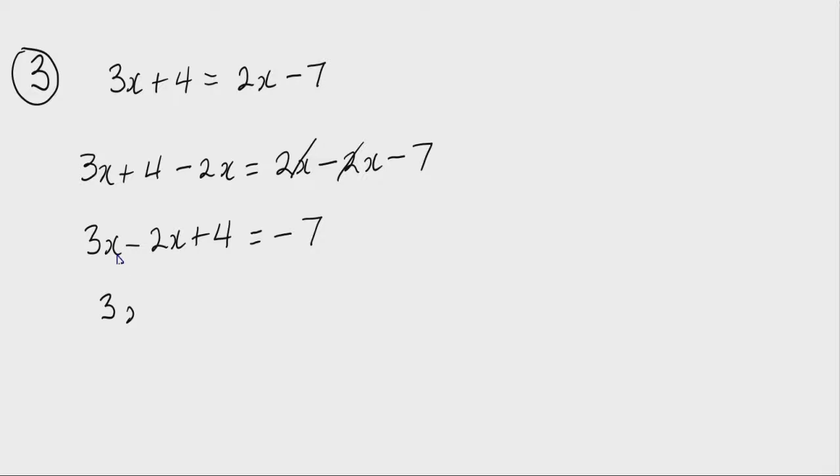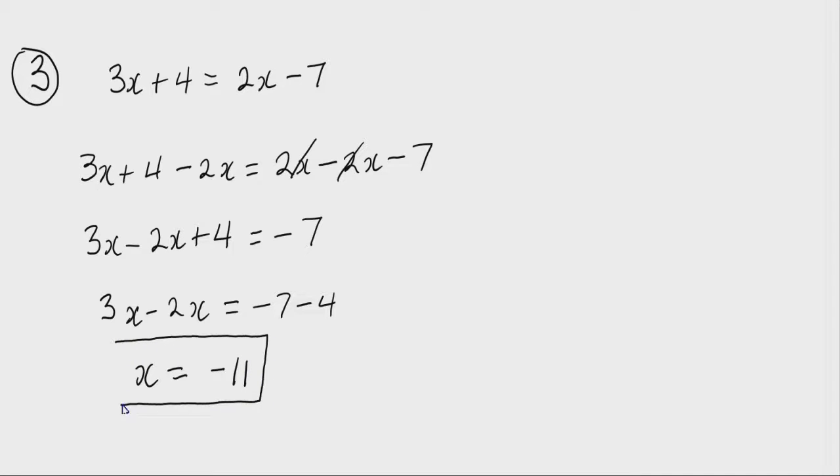And we're going to have, well, why don't we just go ahead and do this while we're at it. Negative 7 minus 4. So here, 3x minus 2x is just x, which is equal to negative 11. And that's our answer.